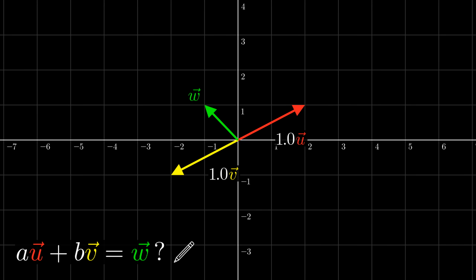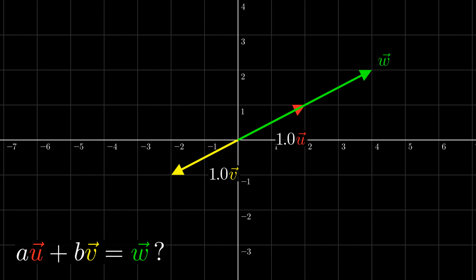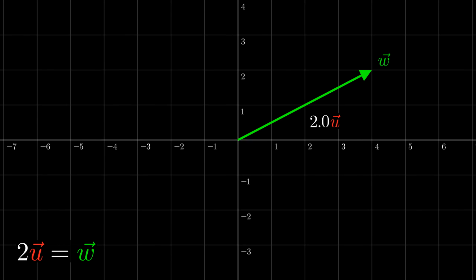Now at this point, after trying to solve this, you might be angry with me because it turns out that this one is actually impossible. No matter what values you pick for a and b, you can't escape this line. However, you can still reach vectors that are on this line.